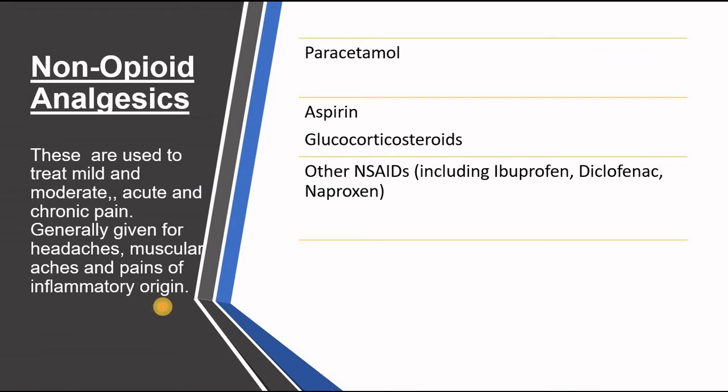So for common pain, we use the non-opioid drugs, such as for headache, muscular ache and pain of inflammatory origin. If you look at the examples: paracetamol, aspirin, glucocorticosteroids, other NSAIDs. NSAIDs are non-steroidal anti-inflammatory drugs, including ibuprofen, diclofenac and naproxen. So these are the drugs which come under the category of the non-opioid analgesics.